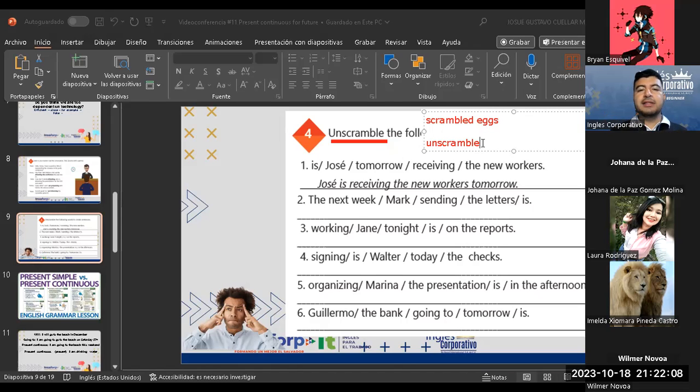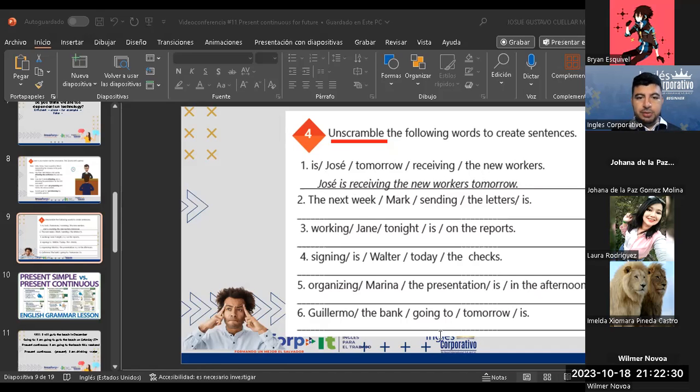So, in this case, we have to unscramble the following words to create sentences. O sea, tenemos que desenredar todas estas palabras y formar oraciones. Number one, "is José tomorrow receiving the new workers?" It doesn't make sense. But here we have, José is receiving the new workers tomorrow.